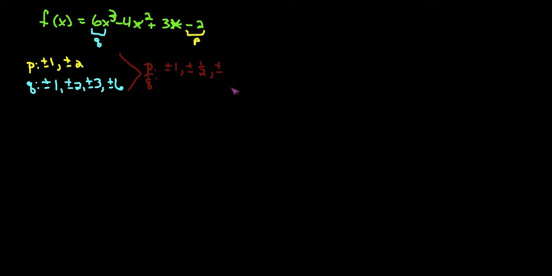Now I'm also going to use the 2 here over each of these. So I'm going to get plus or minus 2. Now 2 over 2 is 1, which we already have, so I don't have to repeat that. 2 over 3. And then 2 over 6 reduces to 1/3, which again I already have. So right now I've got 2, 4, 6, 8, 10, 12. So there's 12 possible rational roots.